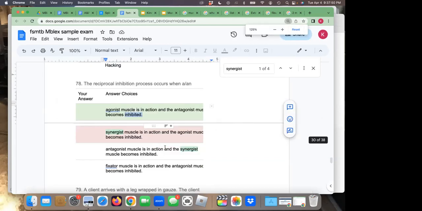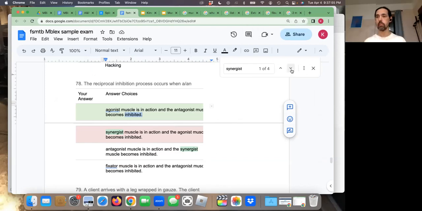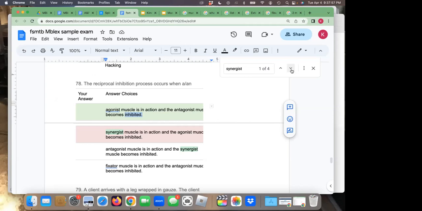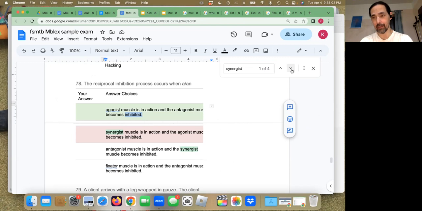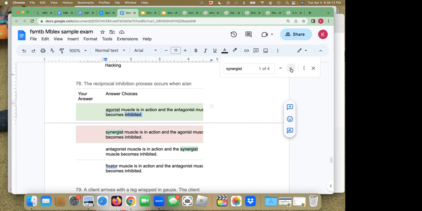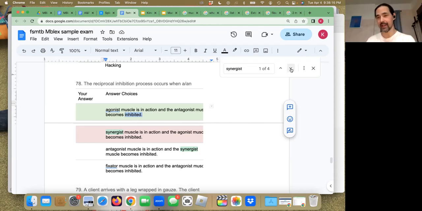Yes, I know, and I'm trying to help you with that. Yes, of course, repeating is good. The agonist becomes activated and the antagonist becomes inhibited in reciprocal inhibition.